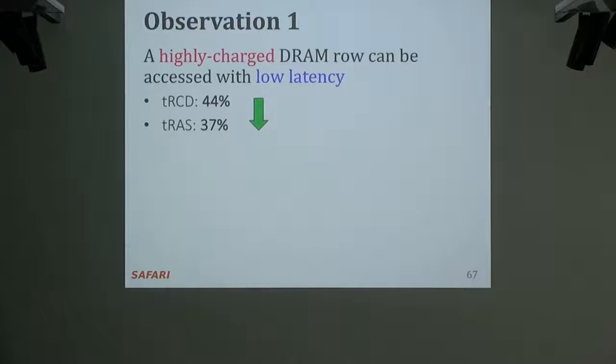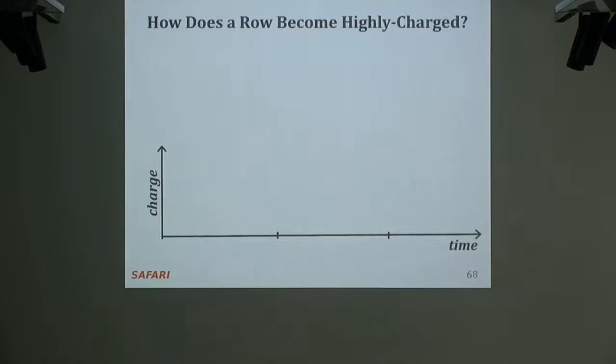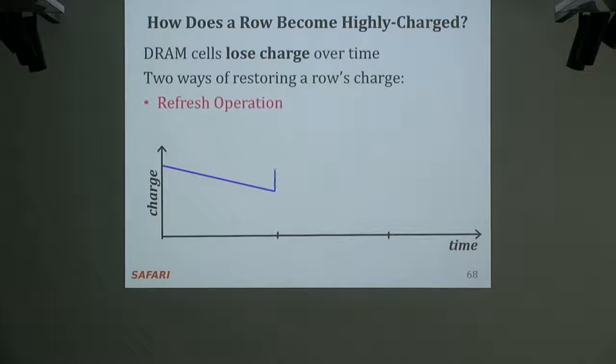This is in line with actually a lot of ALDRAM work. So, okay, the question is, how does a row become highly charged? Now let's take a look at what happens to a DRAM cell. It loses charge over time, clearly, and there are two ways of restoring a row's charge. You refresh it, as you can see, meaning that if you access the cell right after a refresh, you can access it much faster. But of course, refresh happens asynchronously or completely orthogonally to program accesses, right?